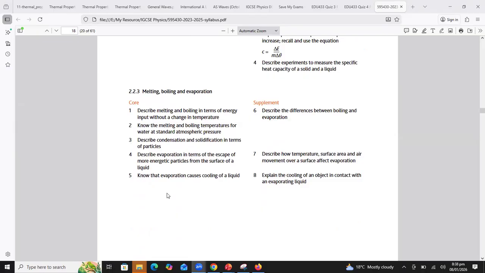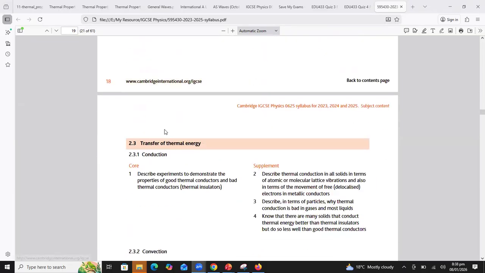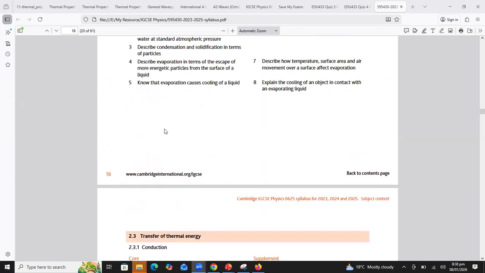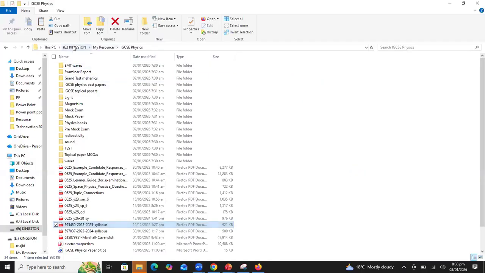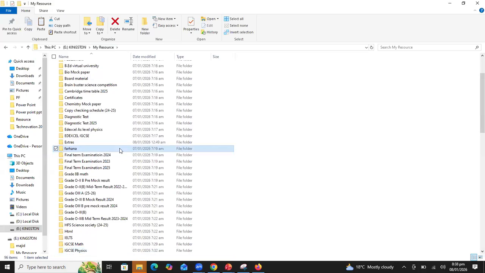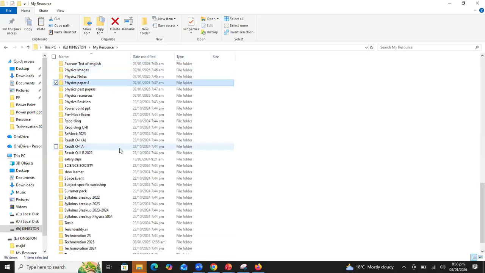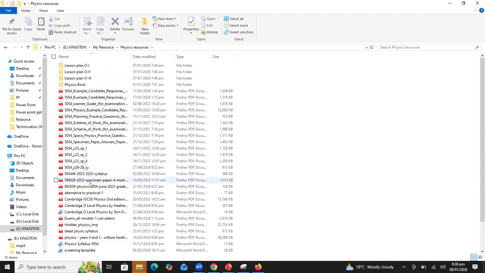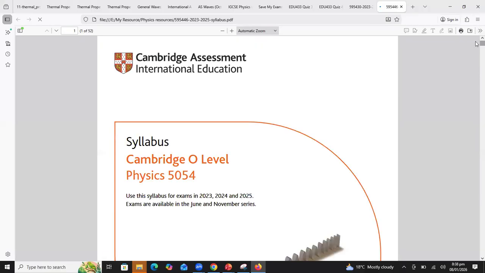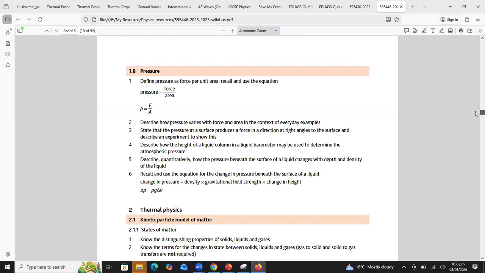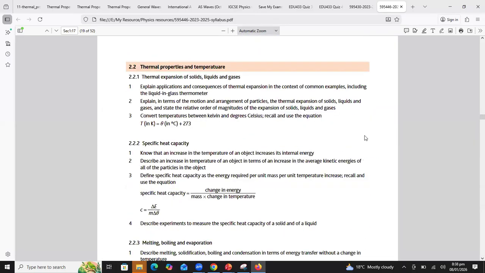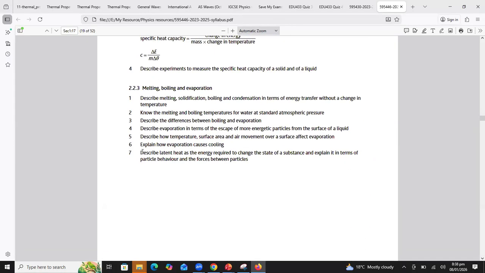This is the difference between boiling and evaporation. I'm just trying to figure out the definition of latent heat. I went through the recent syllabus, and they have mentioned that the latent heat definition is a part of your syllabus. Let me check the O level syllabus as well. Yeah, this one. This is the point.